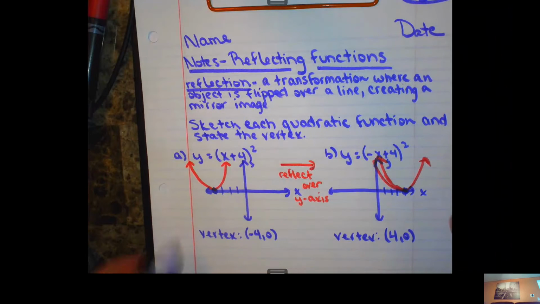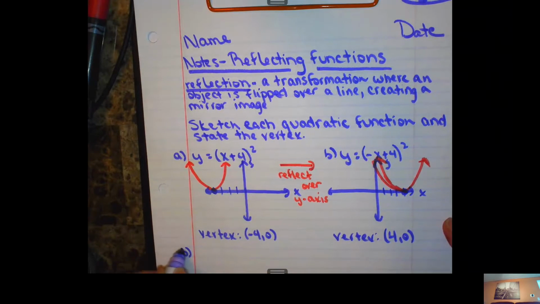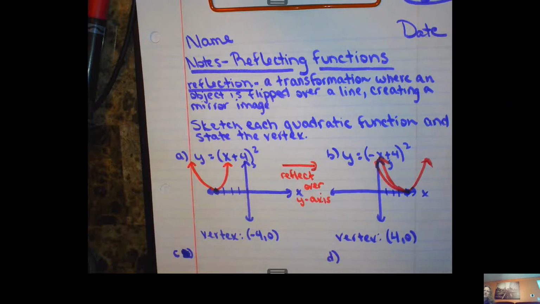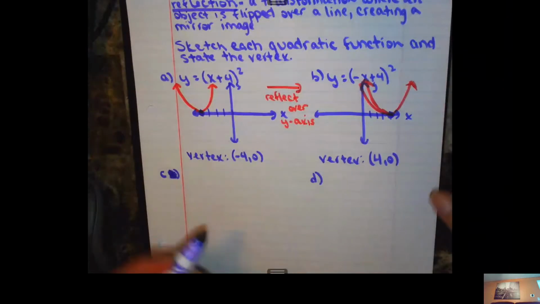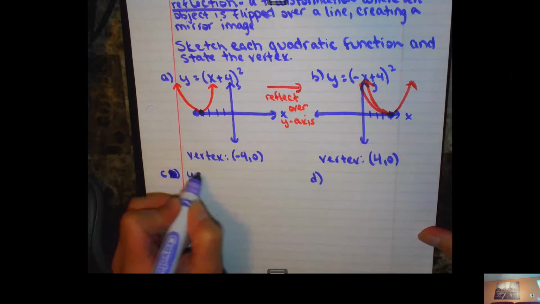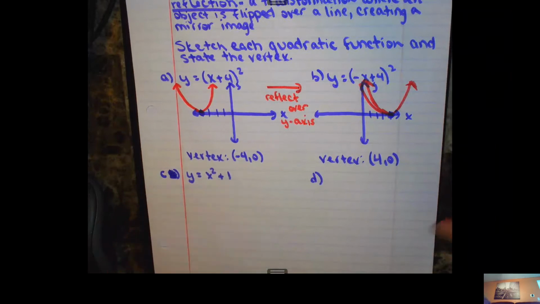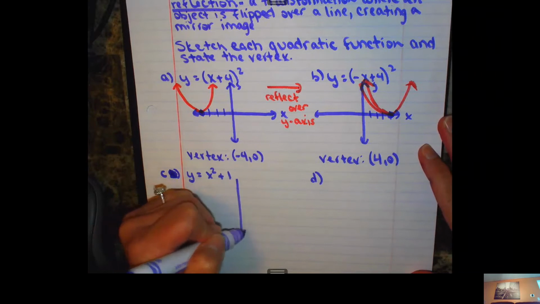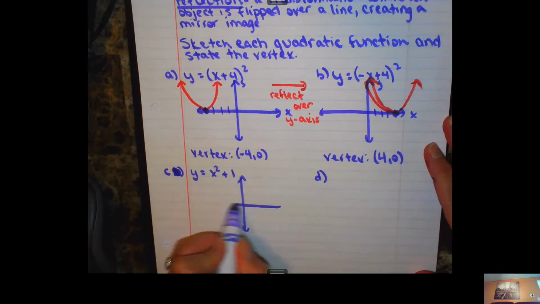Now we're going to do some examples reflecting over the x-axis. So I'm going to change this to example D. All right, the first equation I'm going to write is y equals x squared. So this is going to be our starting function. Go ahead and graph that by making my x and y axis.